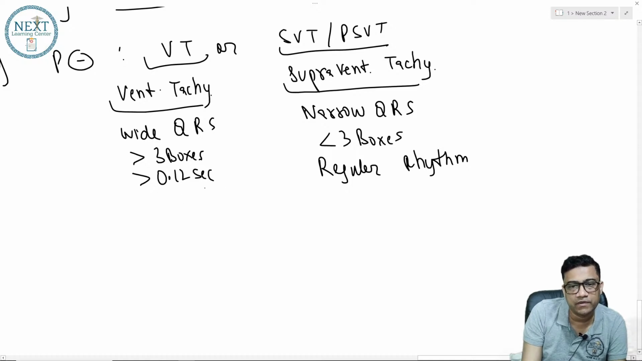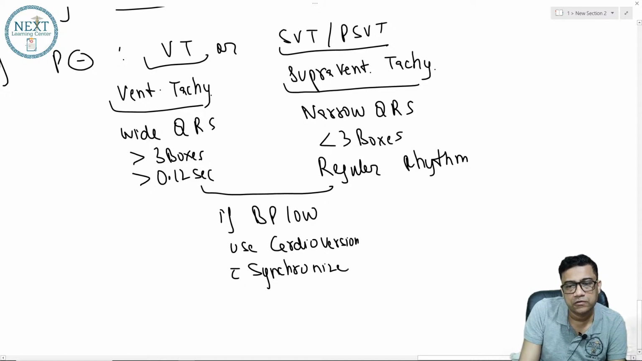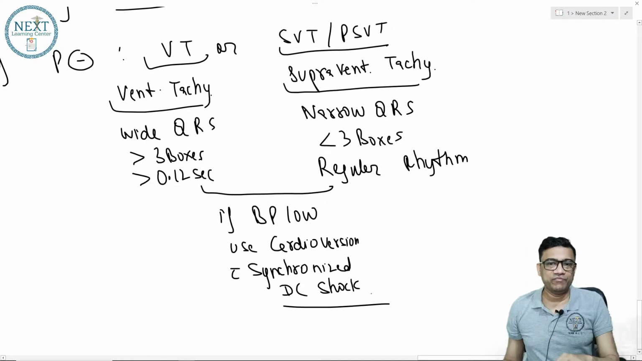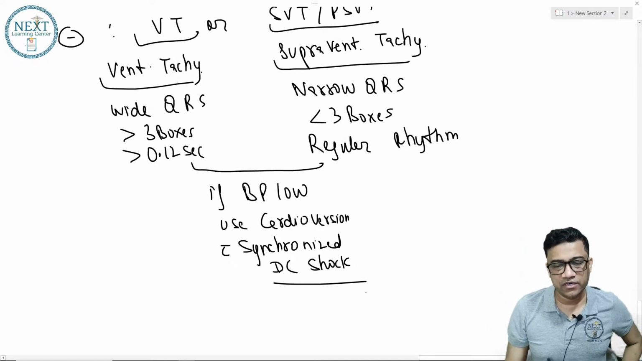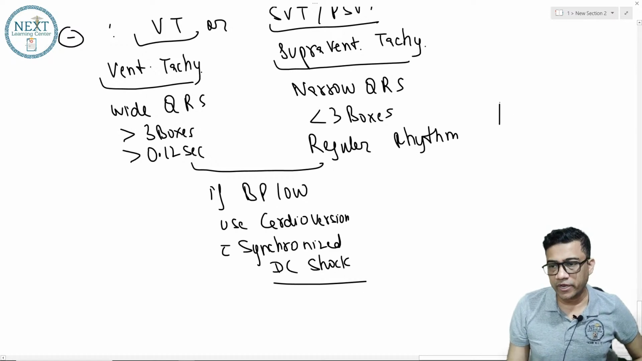Now what do you do? First, remember, in this patient, if BP is low, drugs are not used, use cardioversion with synchronized DC shock. Look, if BP is low, drugs are of no benefit. If BP is low, don't give any drug. We do synchronized DC shock. What do they look like? Look at this.